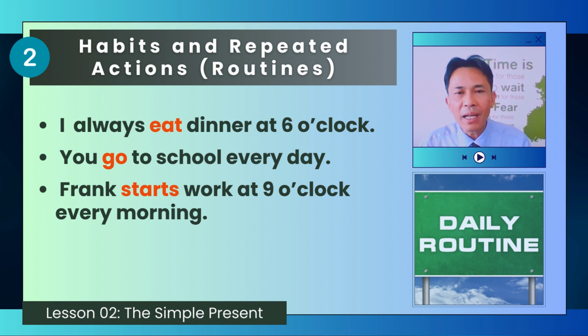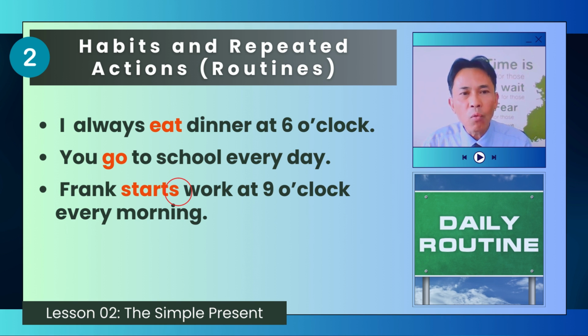Frank goes to work every morning at 9 o'clock. Now you'll notice here that I put an S at the end of the verb start. Can you figure out why I did that? Well, remember that when the subject of a sentence is he, she, or it, we need to add an S or ES to the end of the verb in the simple present tense. Frank is a he, so we add an S. Frank starts work at 9 o'clock every morning.